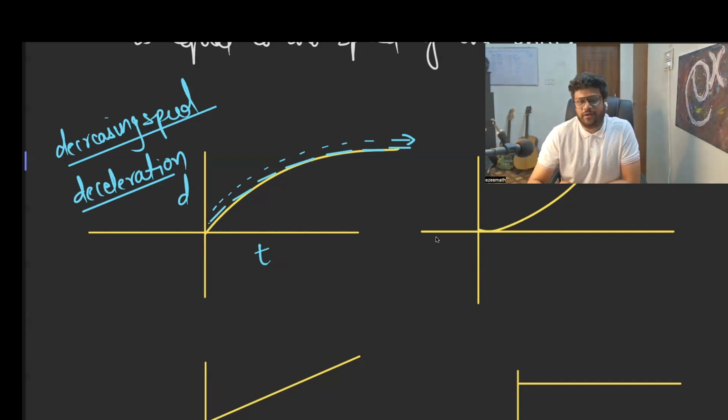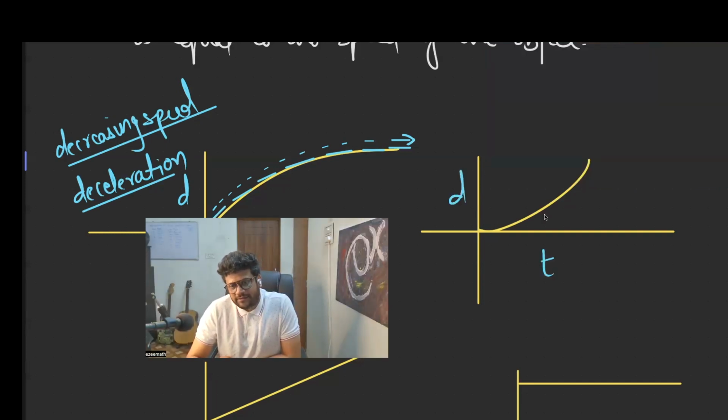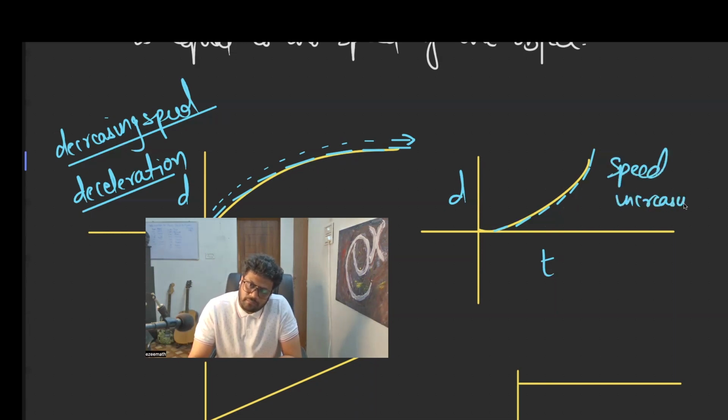Now let's look at this one. Well, again, a distance time graph, but I see that the tangent, when I draw it at various points on the curve, is actually sloping upwards. The slope of the tangent is increasing. Well, that's when you have speed increasing, and you call it accelerated motion.